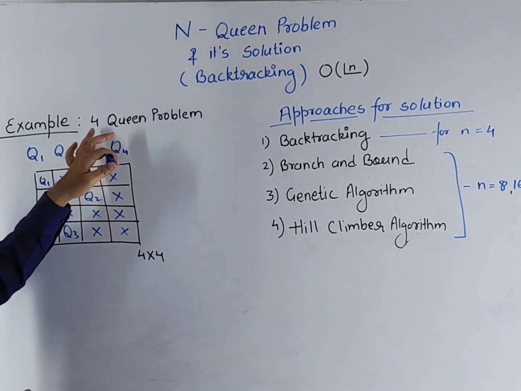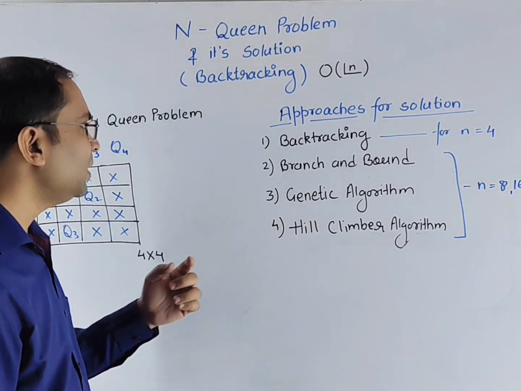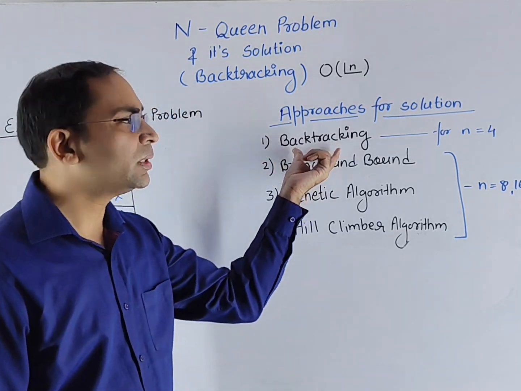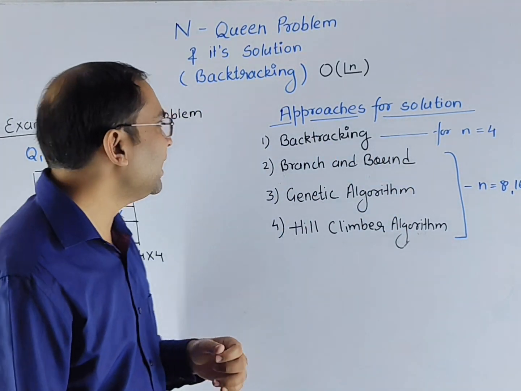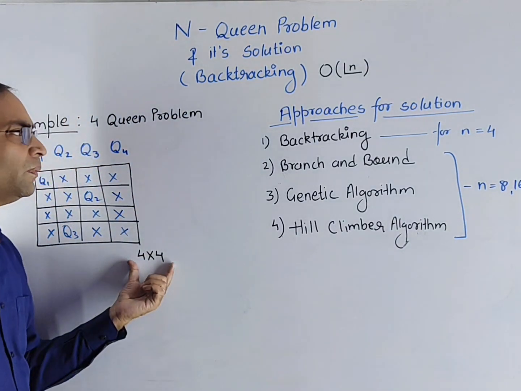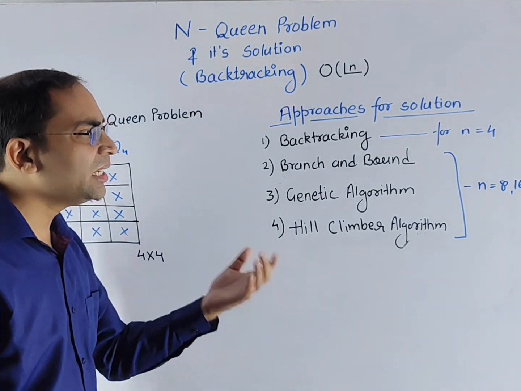So how can we solve this 4 queen problem in the computer science field? Let's see the approaches. For this we have the backtracking approach, which is a very common approach, and it is used for the simplest problems where n is equal to 4, that means for a 4 cross 4 board. So it is the best algorithm whenever n is small.